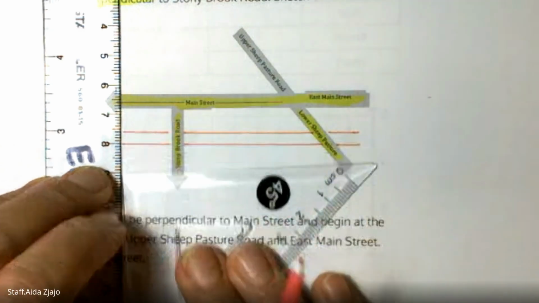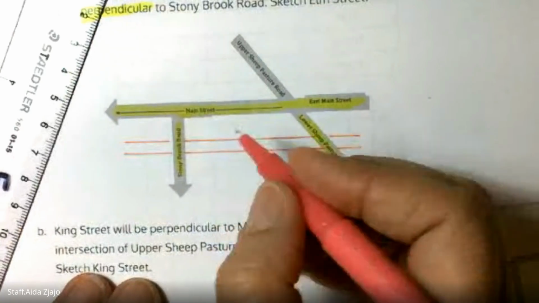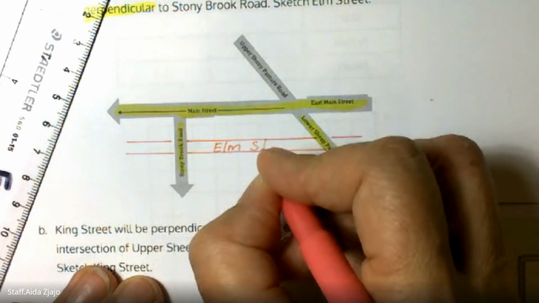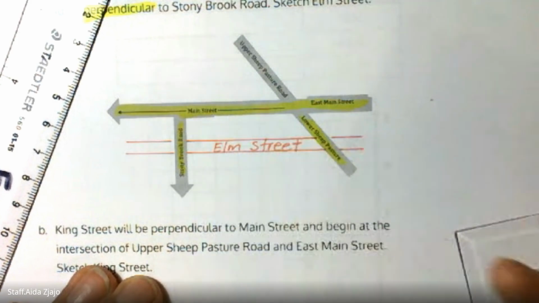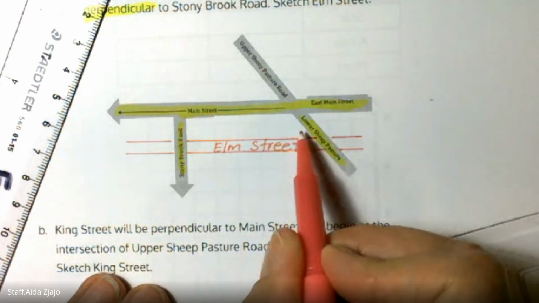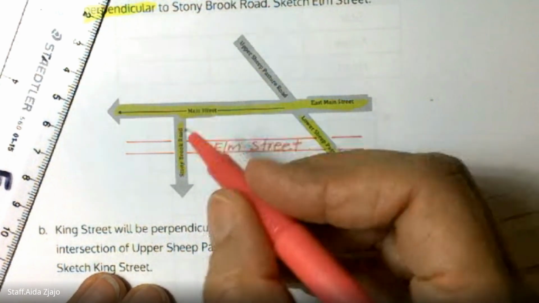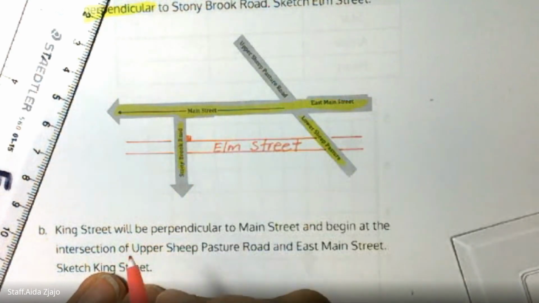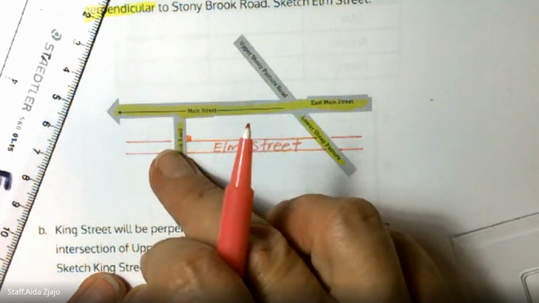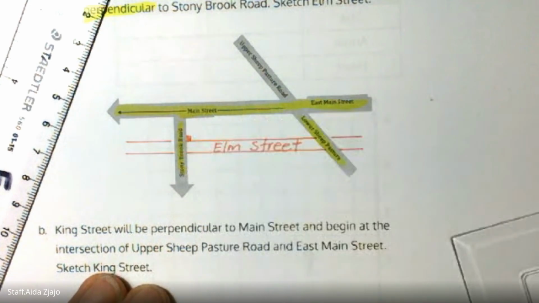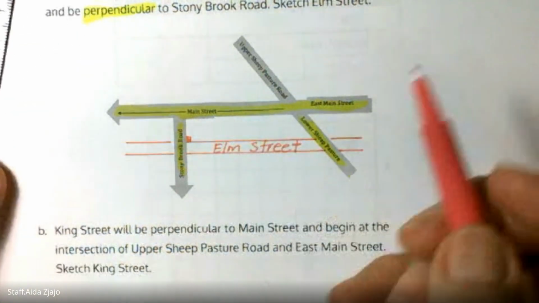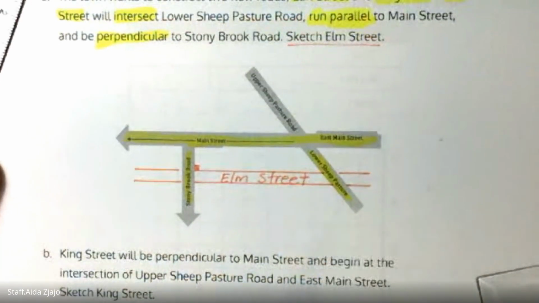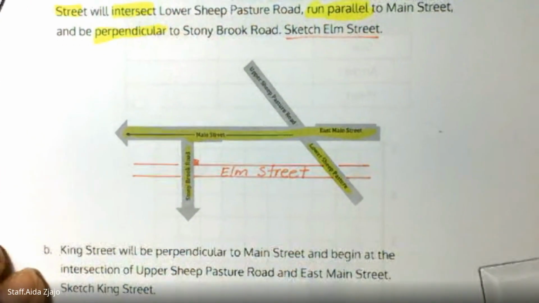Okay, so this is my new street called Elm Street. It is intersecting Lower Sheep Pasture, and also it is perpendicularly crossing the Stony Brook Road. Okay, we did sketch Elm Street. Now we're going to go and see what question B is.